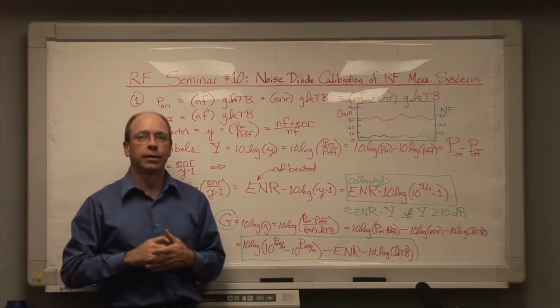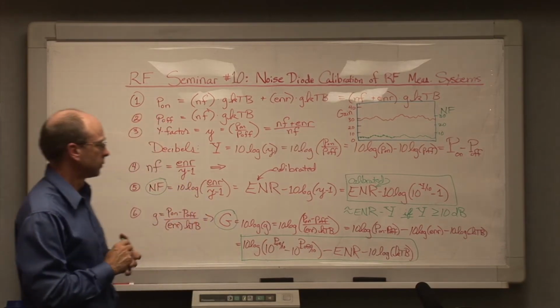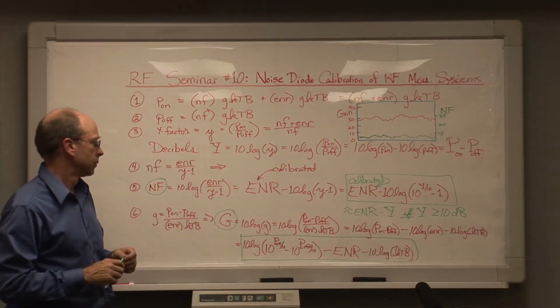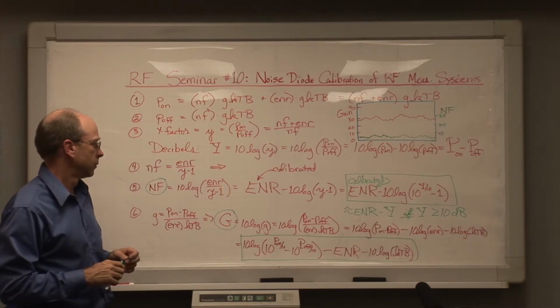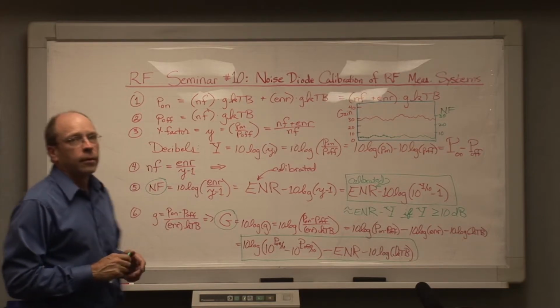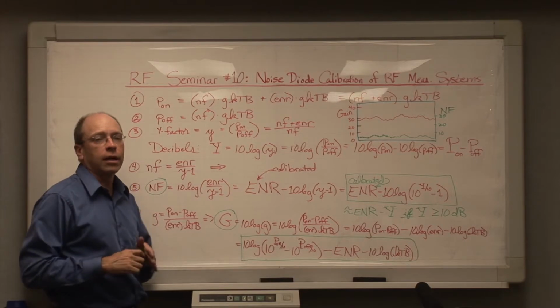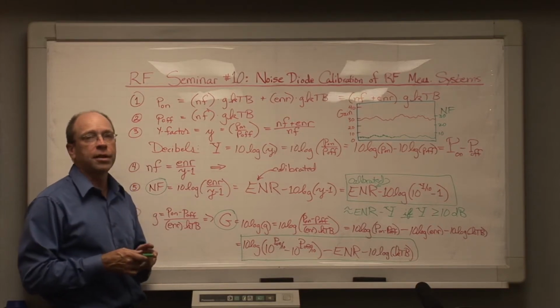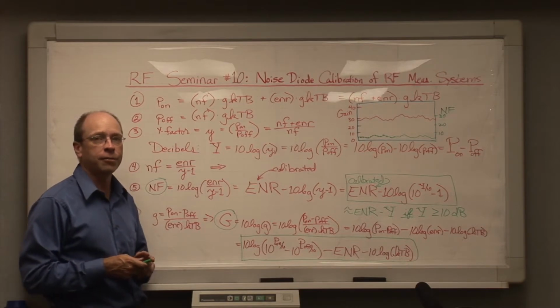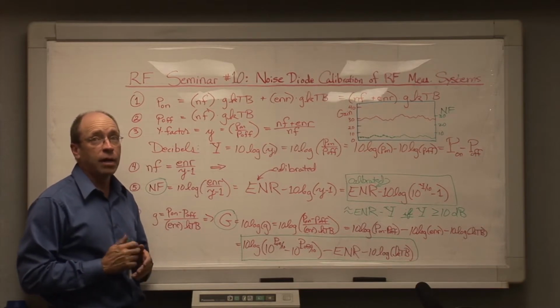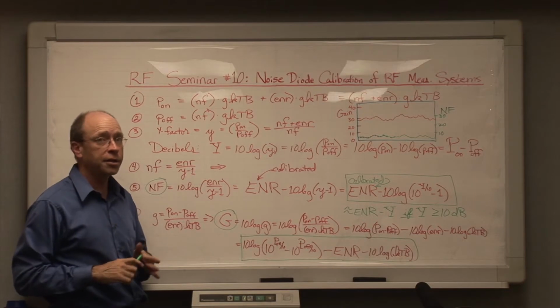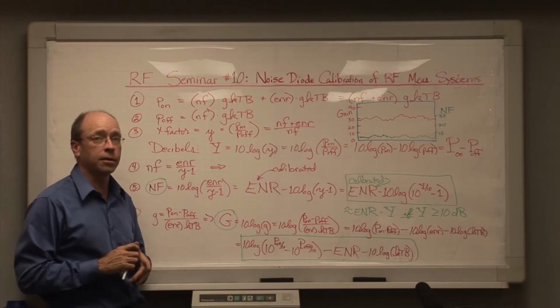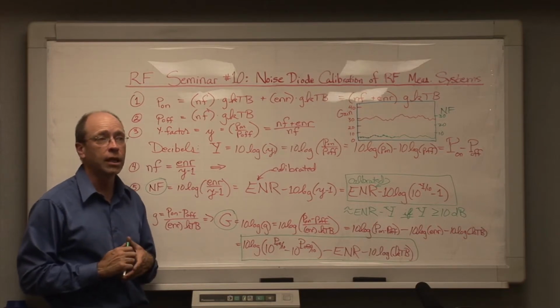Yeah, Paul. Frank, typically what are the uncertainties on the excess noise ratio for one of these noise diodes? That's a good question. The question, in case the people in front didn't get it, is what's the uncertainty in noise diode excess noise ratio? It can be calibrated to within a fraction of a dB. You can get calibrated noise diodes that are calculated to within a fraction of a dB.